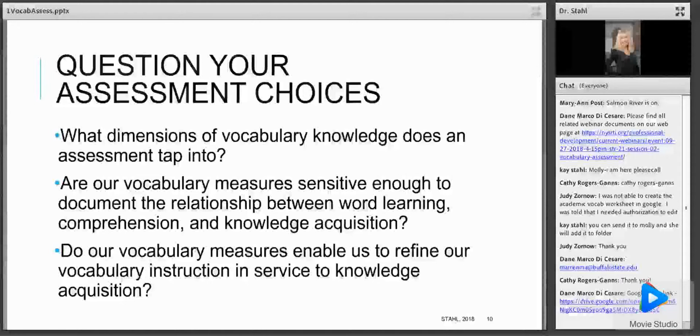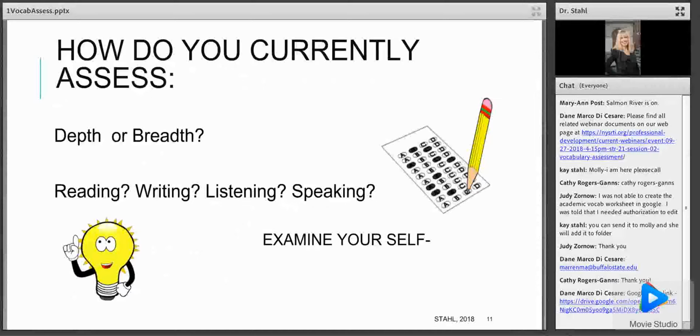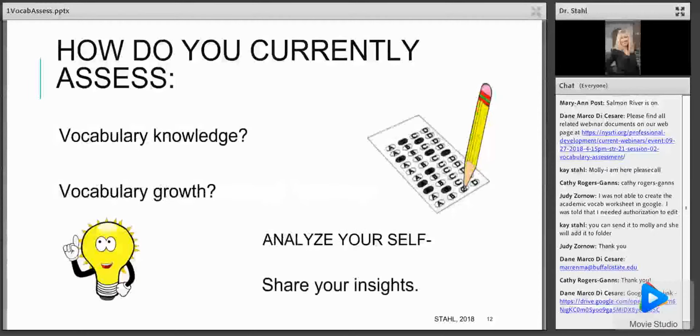One of the things I think you want to ask yourself also is, are your vocabulary measures sensitive enough to document the relationship between word learning, comprehension, and knowledge acquisition? And are you able to see how even different children have grown throughout the unit? For example, are your high flyers able to grow throughout your unit, and is the assessment that you have really able to track that? So I'd like you to go ahead and do some self-study of what kinds of assessments have been your default kind of vocabulary test up until today.